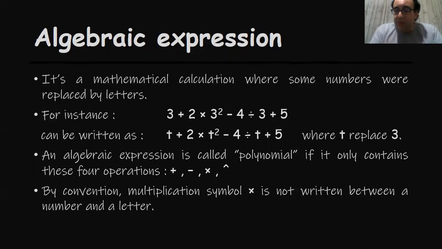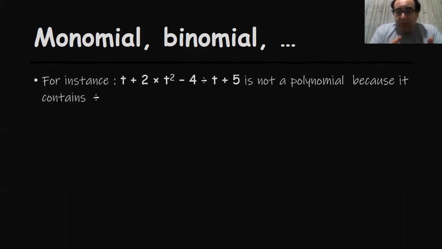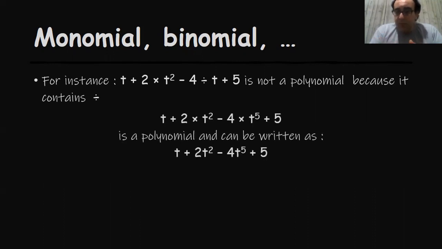By convention, the multiplication symbol times is not written between a number and a letter. For example, this expression is not a polynomial because it contains the division by t. But this one is a polynomial, and we can write it without the multiplication symbol, as you can see.